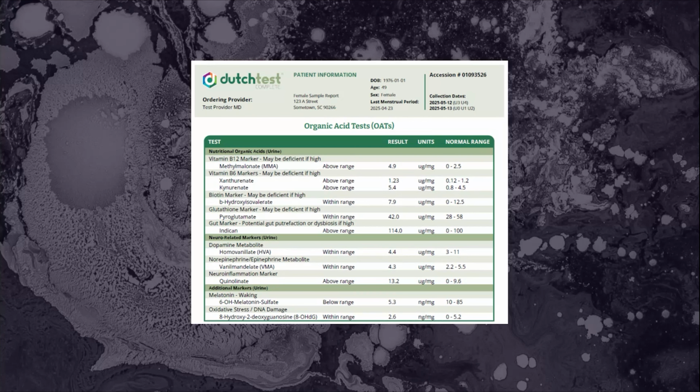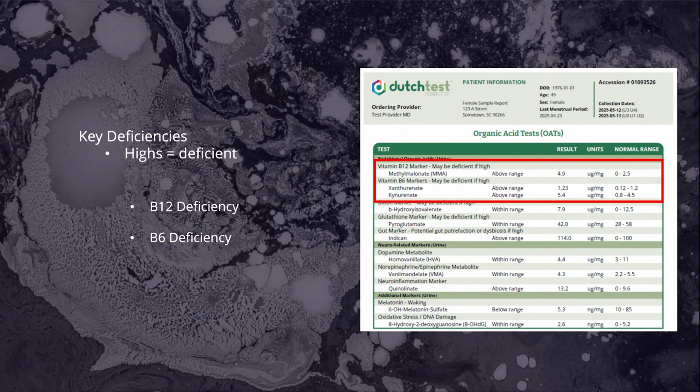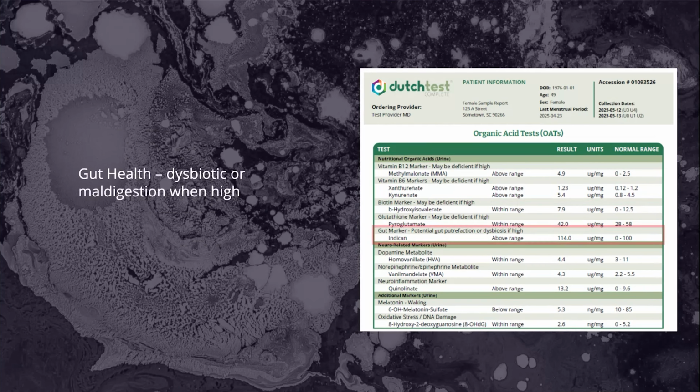And finally, the organic acids bring up the tail of the report, and we already know what we'll find because the summary page told us all about this person's deficiencies and gut issues. But here they are as they'll be found on page 6. We do use methylmalonate to tell us about B12 deficiencies deep in the mitochondria. Xanthurenate and kynurenate elevations tell us about B6 deficiencies.